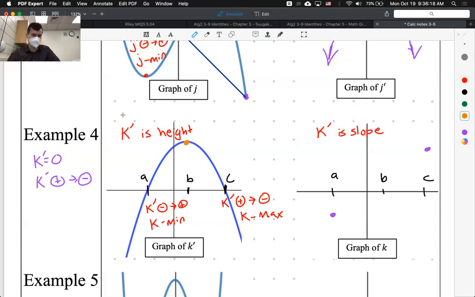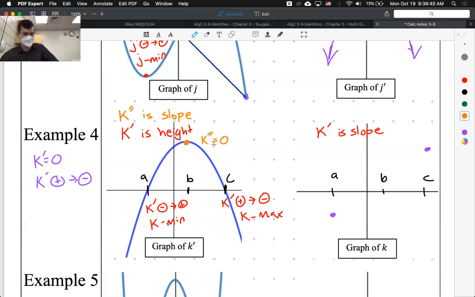And I think it would be helpful if we labeled, what is K double prime on a graph of K prime? K double prime is what, Andrea? Slope. And then Fiona, what's happening with the slope here at B? Yeah, the slope is 0. So I'll say K double prime here is equal to 0.